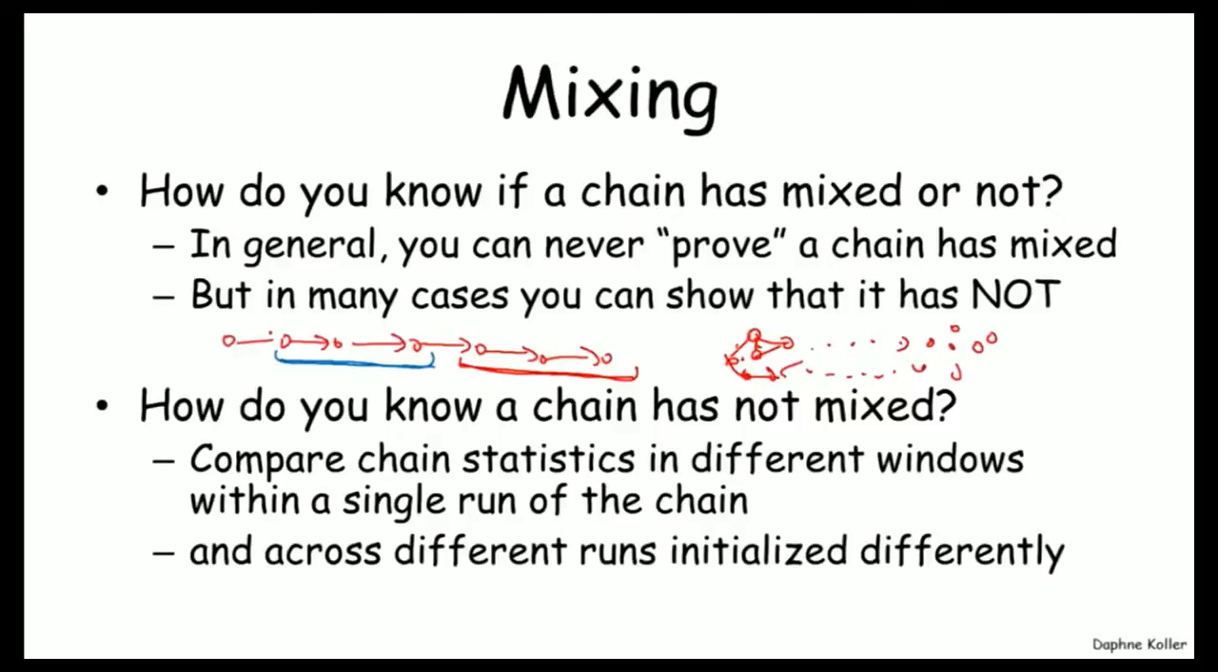So a more reliable evaluation criterion is to take these statistics across different runs that are initialized in different parts of the space. And then you might hope that one run of the chain is traversing this region, and another run of the chain is traversing this region. And so now the statistics would show a difference and indicate that mixing hasn't taken place.